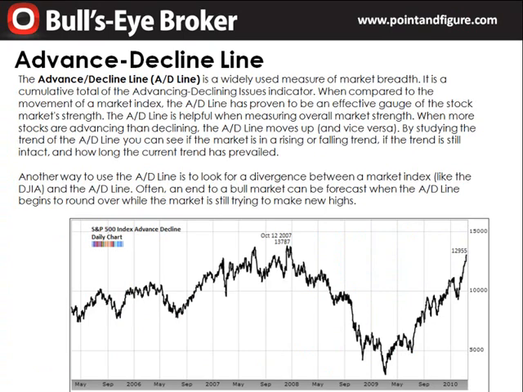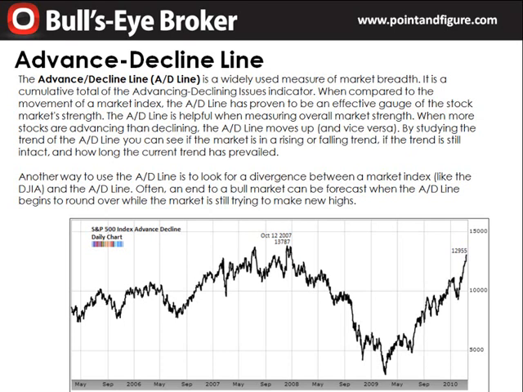The advanced decline line, also known as the AD line, is a widely used measure of market breadth. It's a cumulative total of advancing and declining issues indicator. When compared to the movement of the market index, the AD line has proven to be an effective gauge of the stock market strength. The AD line is helpful when measuring the overall market strength. When more stocks are advancing than declining, the AD line moves up, and vice versa. By studying the trend of the AD line, you can see if the market is in a rising or falling trend, if the trend is still intact, and how long the current trend has prevailed.